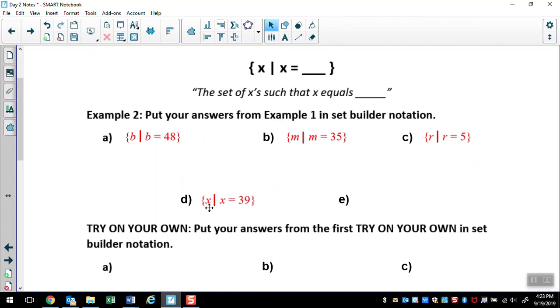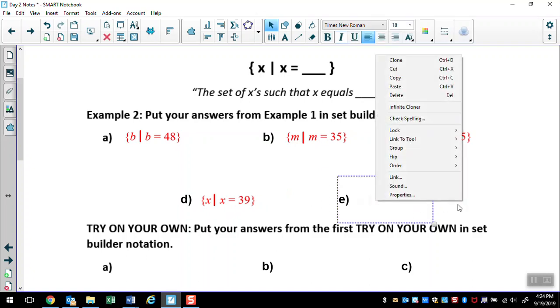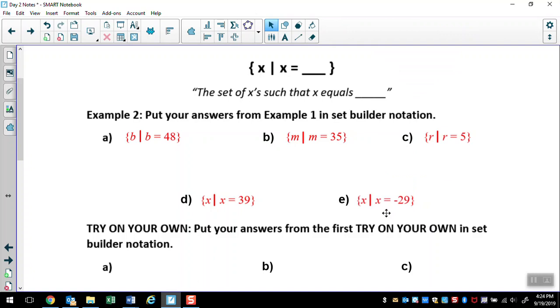So here's my x equals 39, and then we just build everything around it. Now be careful, because if the variable happens to be on the right side of the equation, we do need to make sure that we flip it around so that the variable is always first when we write it in set builder notation. And then our last one was x equals negative 29. So again, x such that x equals negative 29.